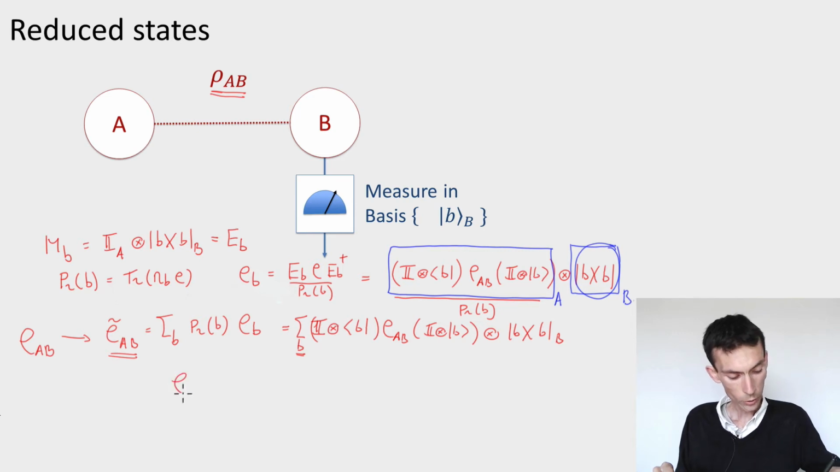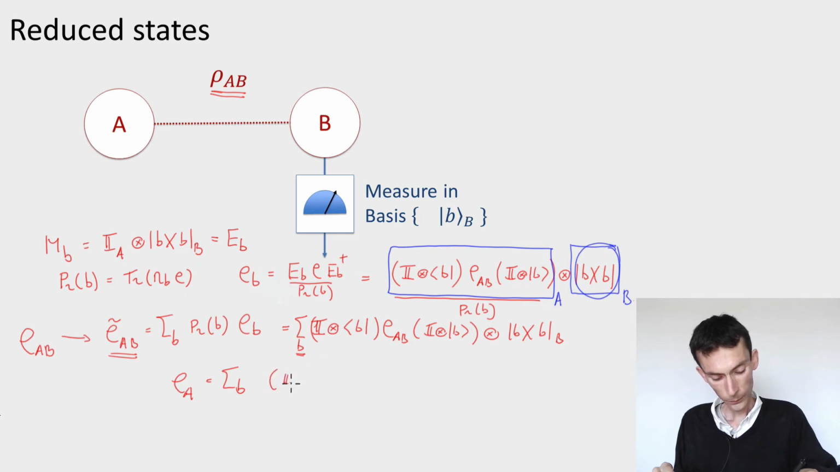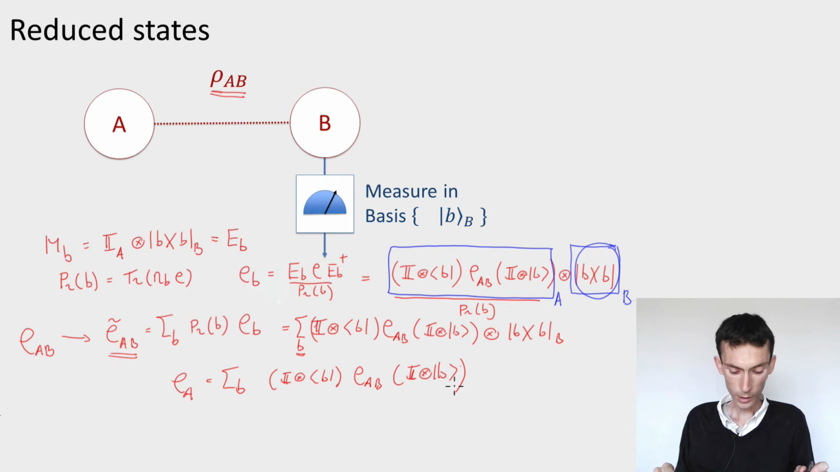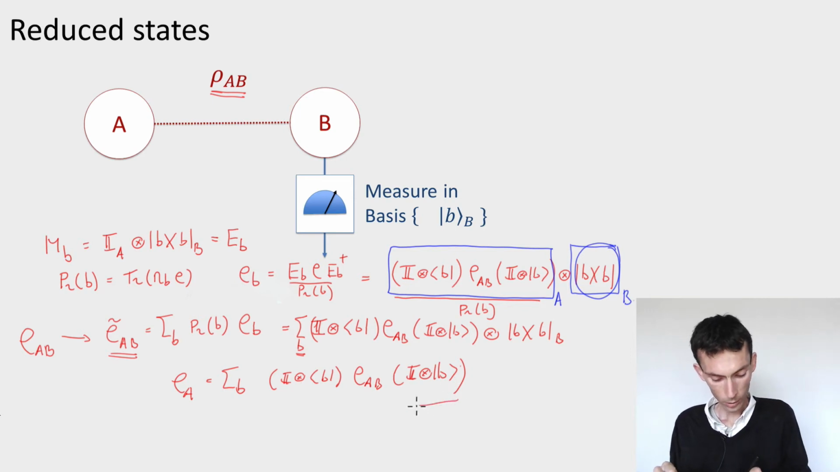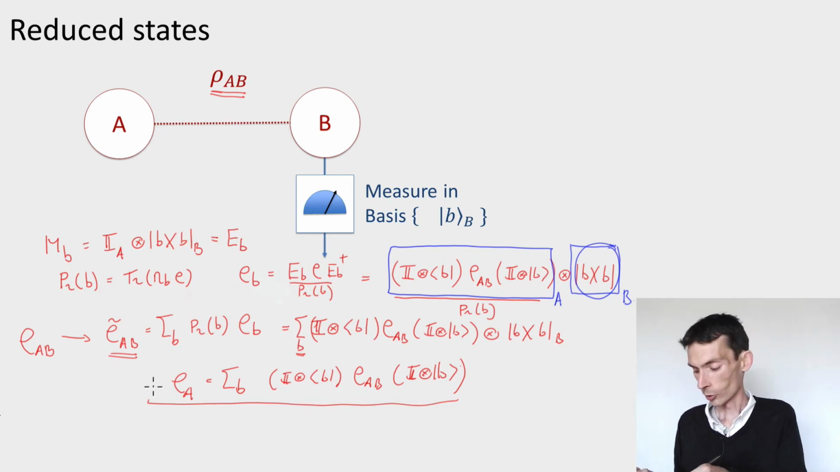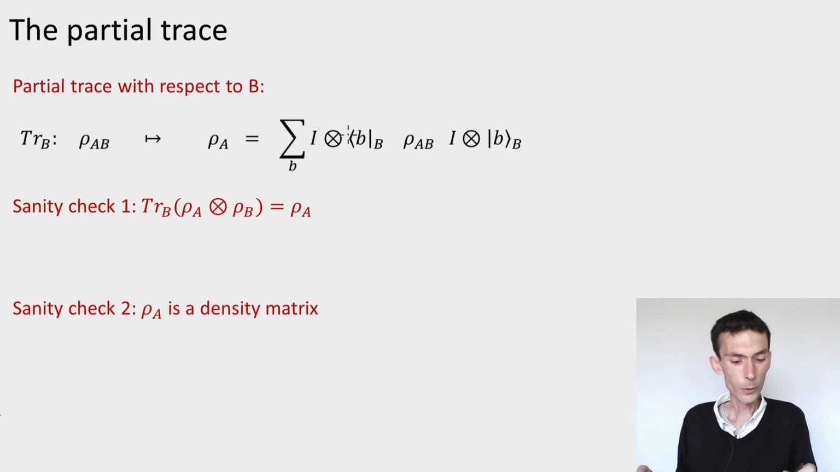It should be the same mixture, where in each component I just consider the tensor factor that's associated to the A system. So I would just get the sum over B of these expressions here, identity tensored projection on B, ρ_AB, identity tensored projection on B. And now this gives me a formula for my reduced density. It must be equal to this expression, whatever measurement I choose to perform on the system B. So this is a formula for taking the partial trace. Let's look at it a little bit more.